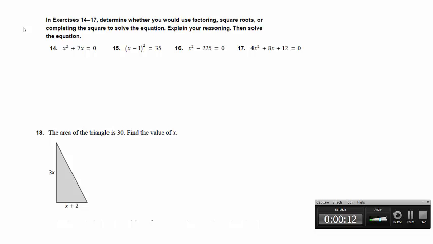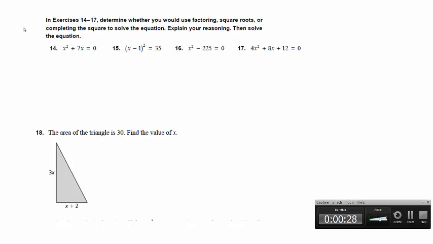Alright, so to lead you through some more examples, it says determine whether you should use factoring, square roots, or completing the square to solve the equation. So you have quite a few tricks up your sleeve, and part of being strategic is knowing which one's going to save you the most effort.